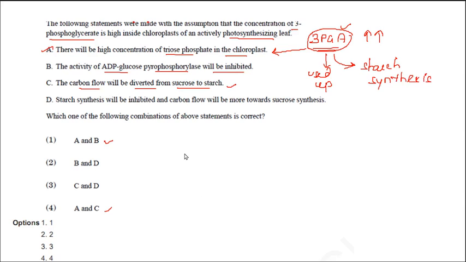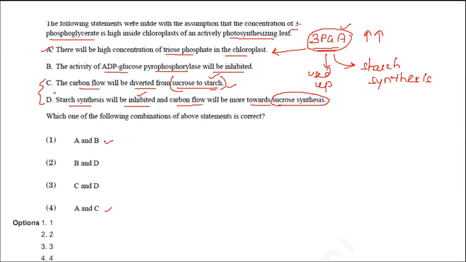Next, starch synthesis will be inhibited and carbon flow will be more towards sucrose synthesis. See, here it is saying that sucrose to starch will be formed, and here it is saying that starch synthesis will be inhibited. So either C or D can be correct, because both are contradictory. One is saying that starch synthesis takes place, another is saying that starch synthesis will be inhibited.